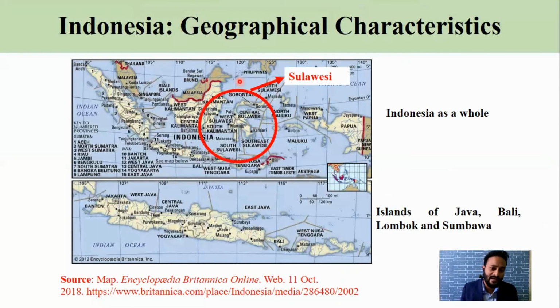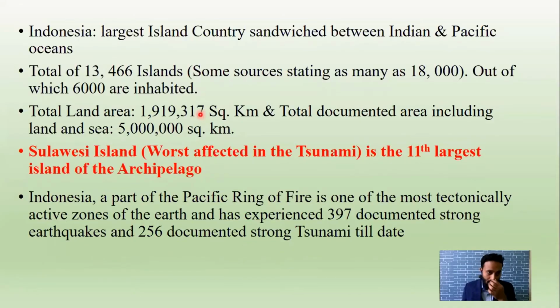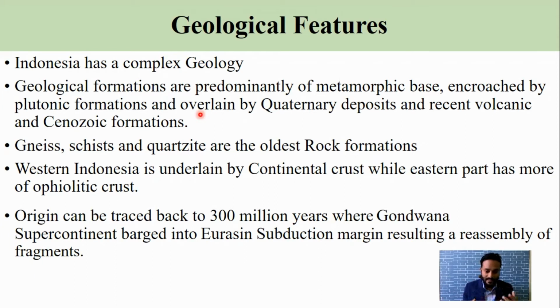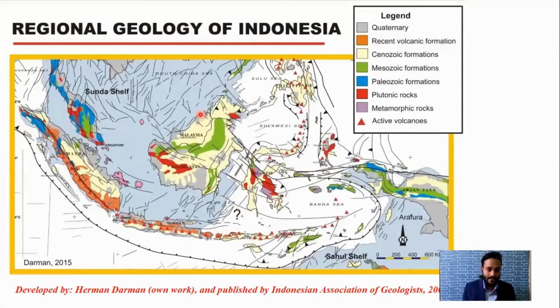Now, coming to the geographical characteristics, Indonesia is basically the largest archipelago in the world, a combination of islands. It has around 15,000 islands. Different sources suggest different numbers of islands. This is basically the map of Indonesia, and we are concentrating on the Sulawesi region. It is the largest island country, with around 18,000 island groups and around 5 million square kilometers of area, including both land and sea, and Sulawesi is the 11th largest archipelago in Indonesia. A reassembly of fragments resulted, leading to the development of modern-day Indonesia.